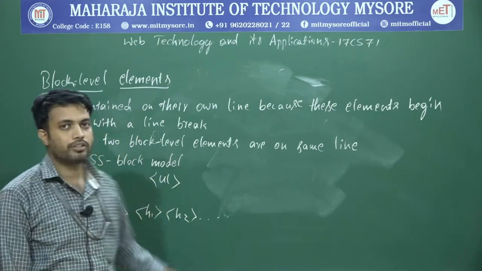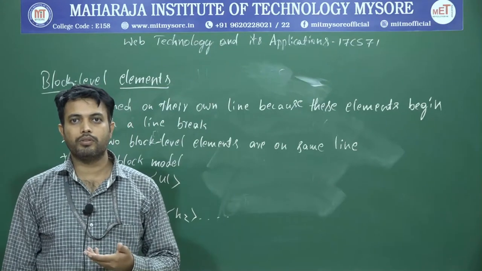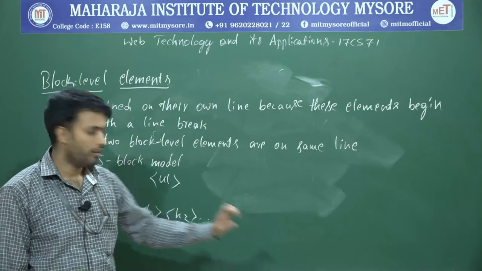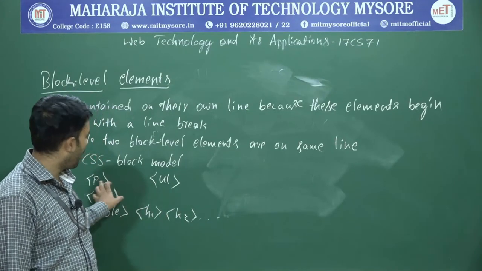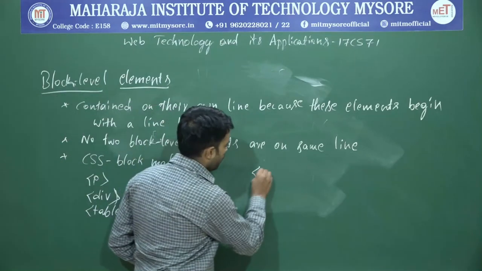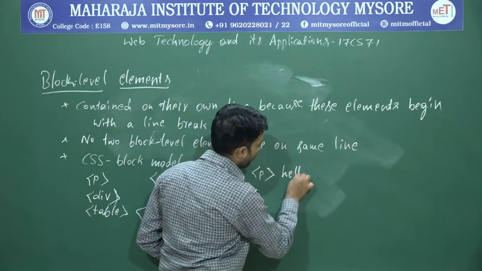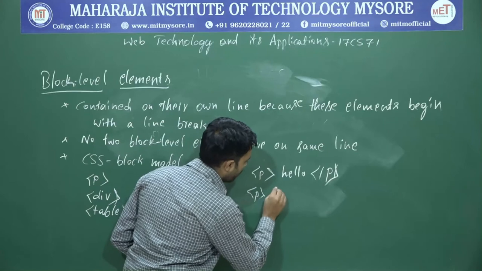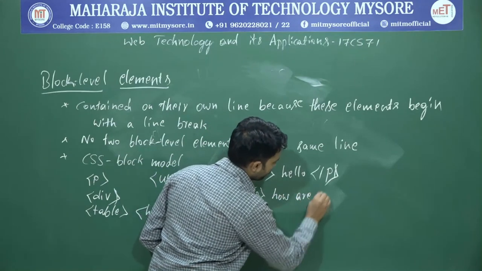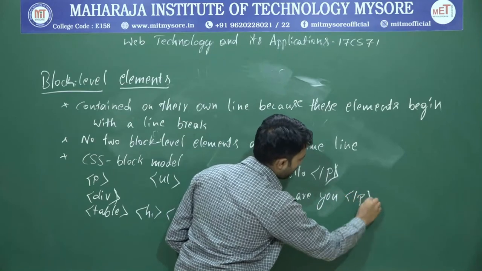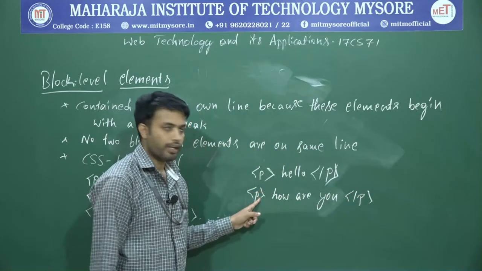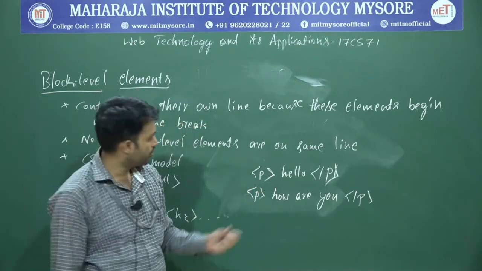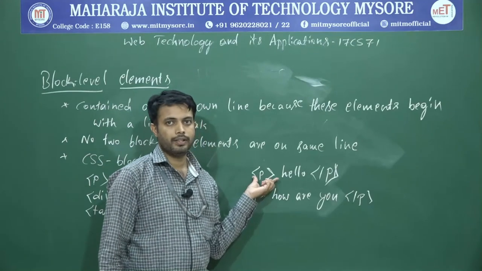Whenever you write these elements on your HTML page, they will be displayed on a single line each. So a paragraph will be displayed on one line, and if you have two or three paragraphs like this, p some text hello, slash p, and again one more p, how are you, slash p. Here I have two paragraphs, right? These two paragraphs will be displayed on two different lines. Why? Because this is a block level element.